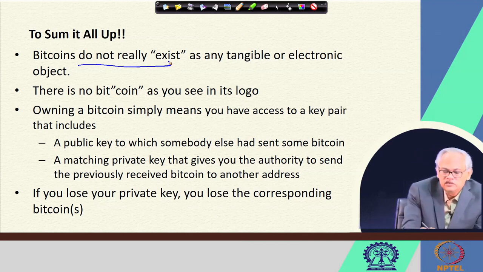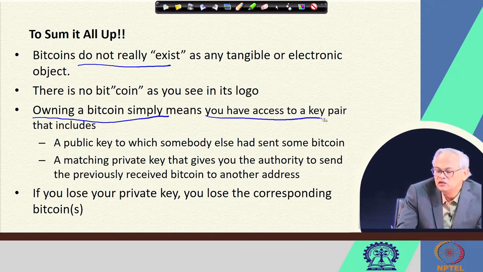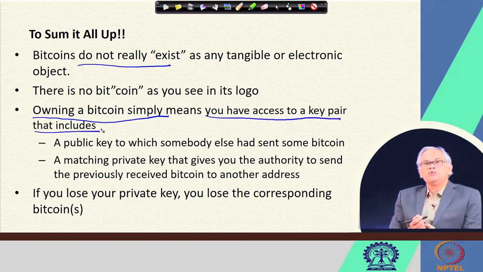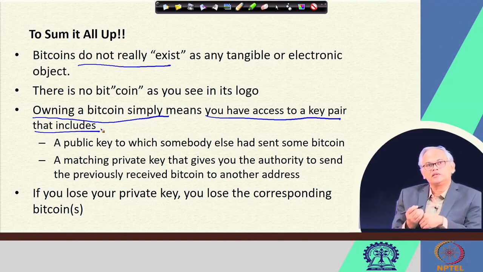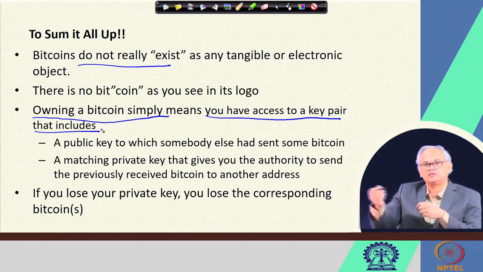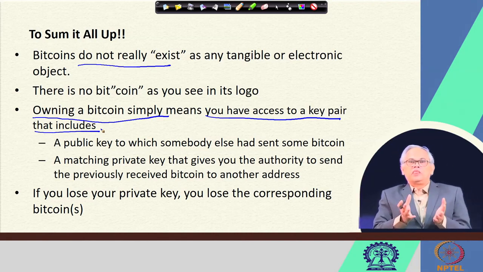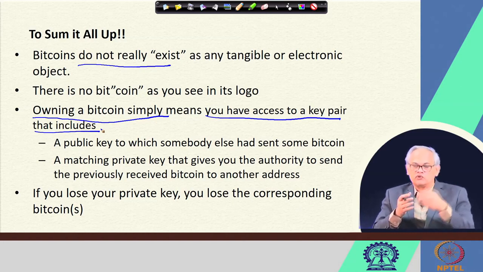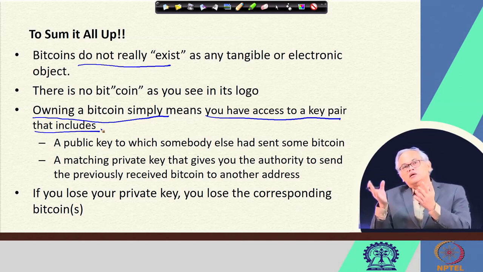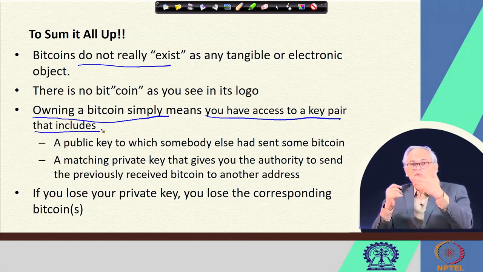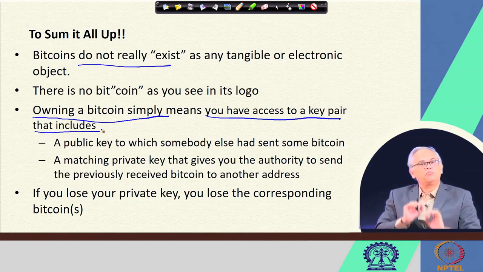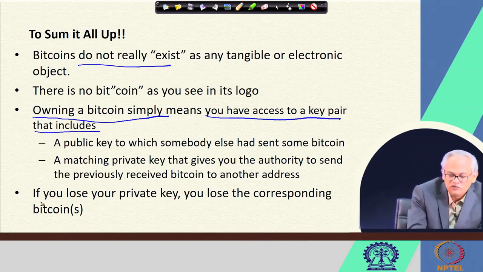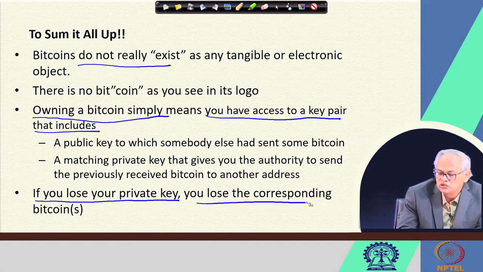So, what you see here is that owning a bitcoin means what? It is simply that you have access to a key pair which includes a public key to which somebody else had sent some bitcoin, that is all it means, and for which you have a matching private key that gives you the authority to send the previously received bitcoin to another address. So, that means that you have received some bitcoin in your public key hash, and then using the script SIG you will be able to claim it, and you will be able to claim it only if you know the corresponding private key. And the last point is important, if you lose your private key, then you lose the corresponding bitcoins.